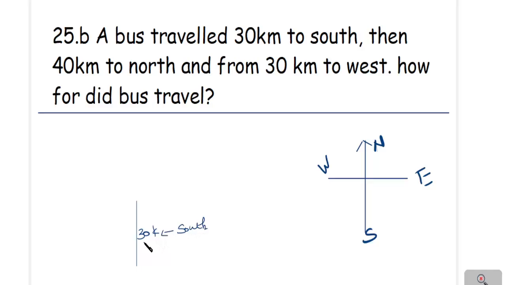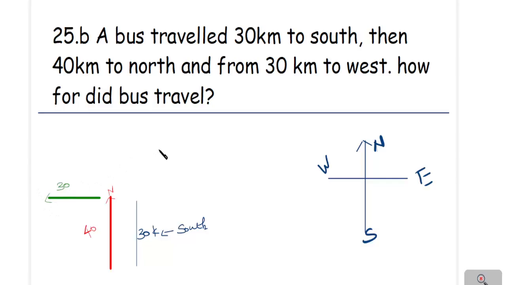Then 40 kilometers to the north. Again 40 kilometers to the north. And then 30 kilometers to the west. This is 30 kilometers.